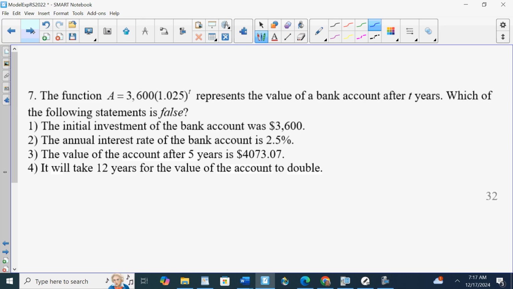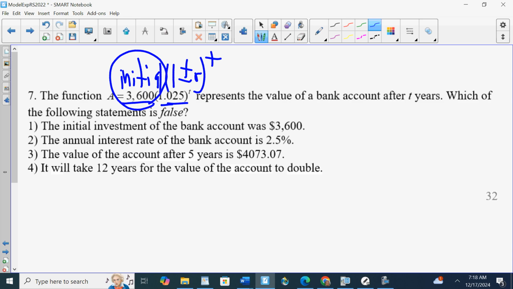Which brings us to interpreting exponential models. When I see this, I need to know that this is initial times parentheses 1 plus or minus the rate to the power of time. So 3,600 is my initial. This is more than 1, so I'm adding 0.025, which is 2.5%. So again, just by seeing this model, I know that the initial is 3,600.